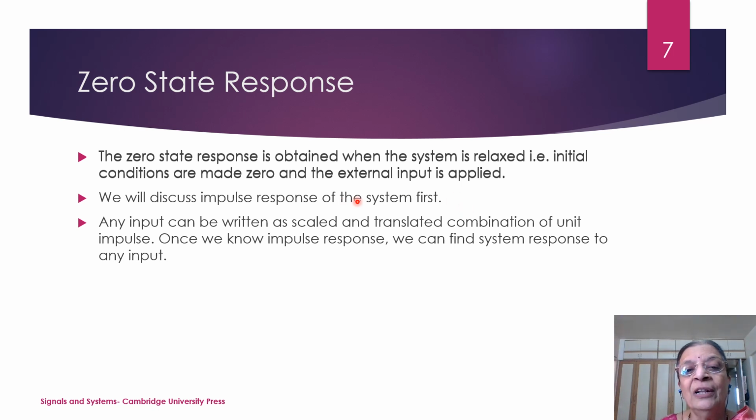Now how to find the output of the system? For that, what we evaluate first is the impulse response. So what is the impulse response? It is the response of the system to the unit impulse. Any input that is applied, we decompose it into scaled and translated combinations of unit impulse. Once we know the impulse response, we can calculate the response to any input, that is to any scaled and translated combination of unit impulse, and that will give you the output of the system, which is called the zero state response.